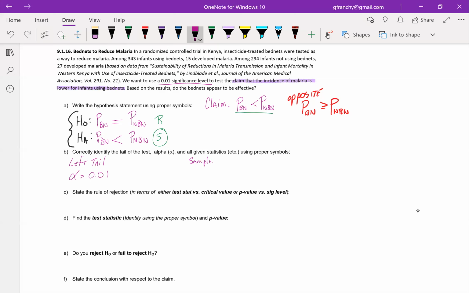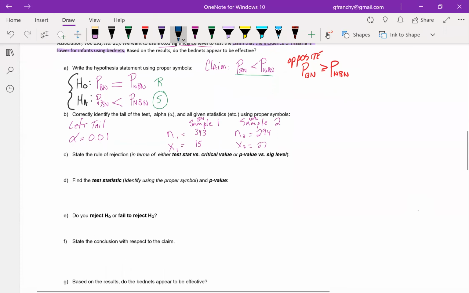And identifying our pieces here, our sample size and number of successes. Sample one, that is the way that we've set it up for the bed nets. Sample two is the not bed nets. So 343 use bed nets in total, 15 of them develop malaria. And for those not using bed nets, there was 294, of which 27 developed malaria.